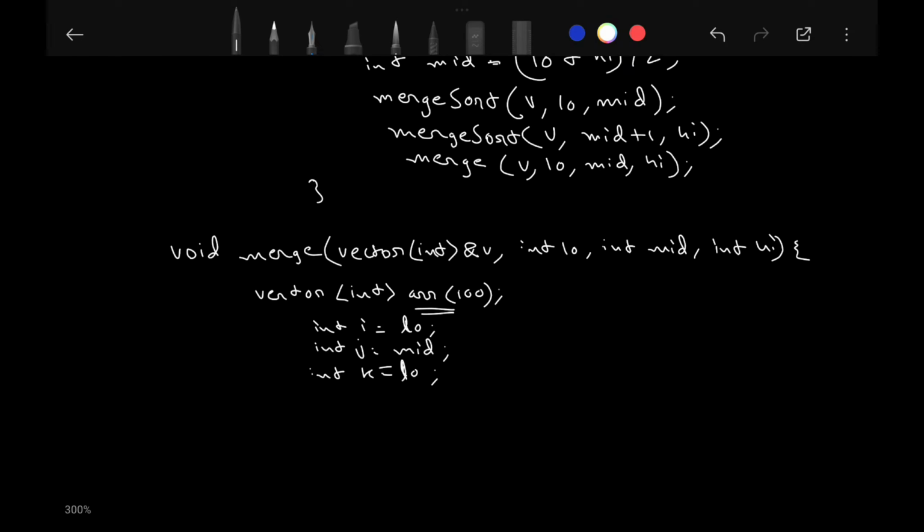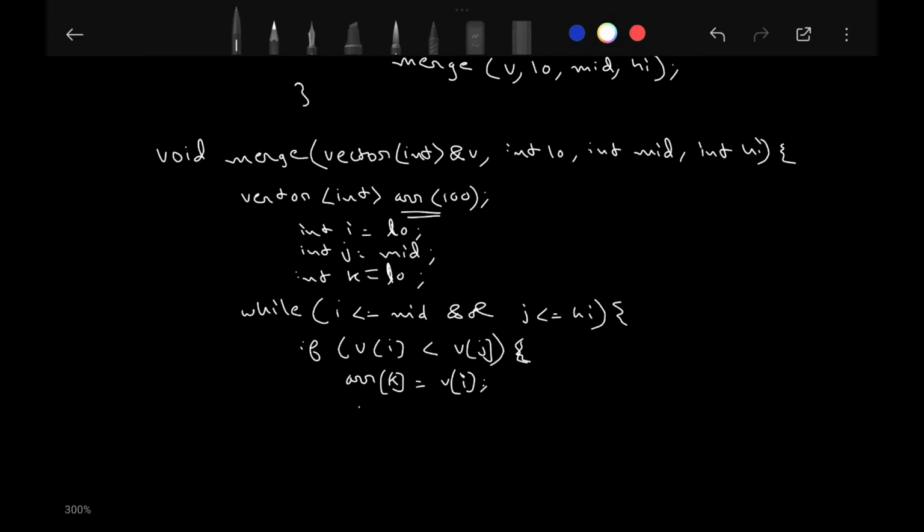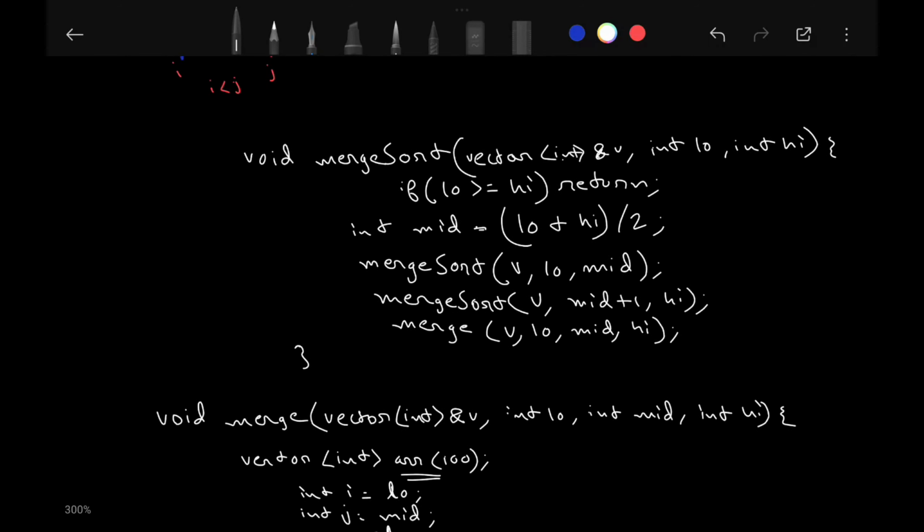Okay. Now while i is less than or equal to mid and j is less than or equal to high, do what? Check that if v of i is less than v of j, because we are sorting in ascending order, right? If this particular condition is satisfied, then in the array at index k, store v of i and then simply do i plus plus. Move to the next ith index, as we have also done here in the same process.